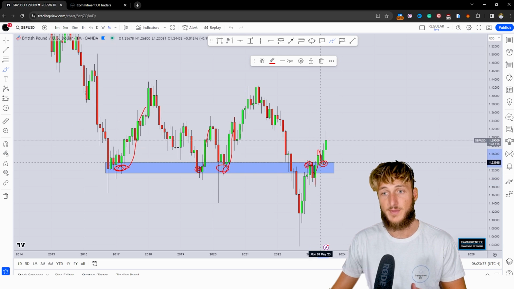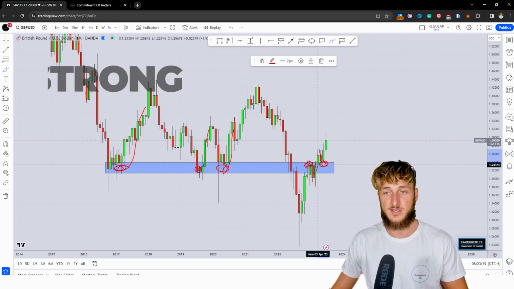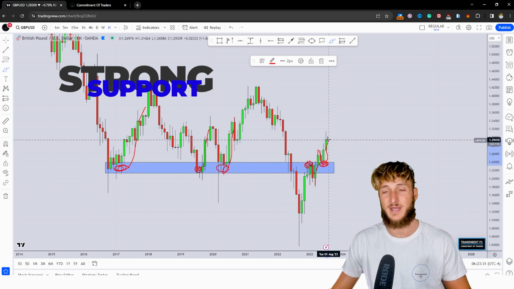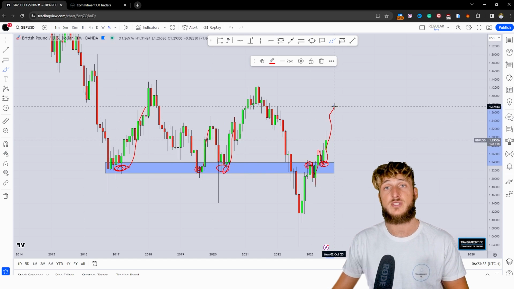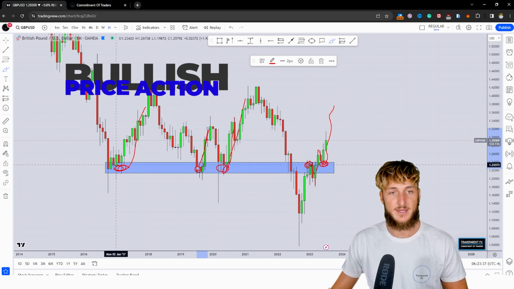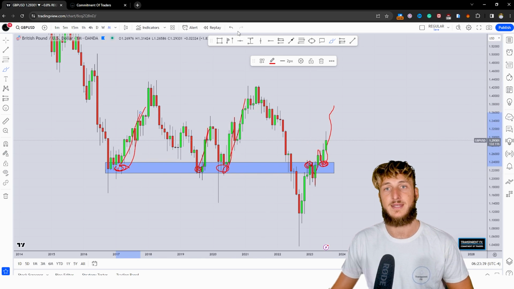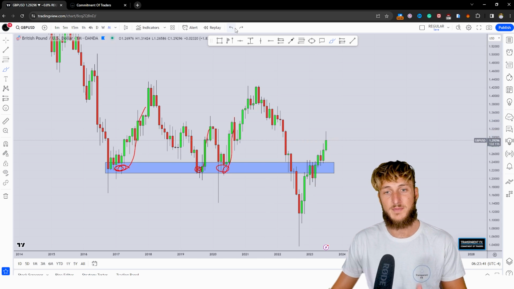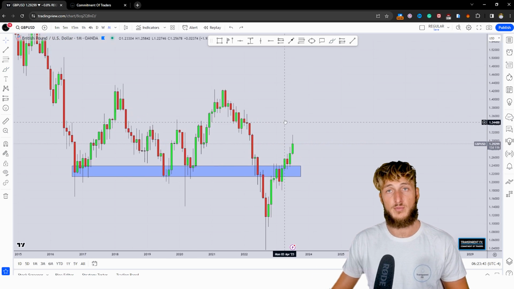resistance become support. And as the market is currently testing this previous resistance turn support, we could expect this rejection to the upside, and we could expect even more bullish continuation, as already happened in the past every time that the market tested this zone. So here in the monthly, everything looks very bullish.